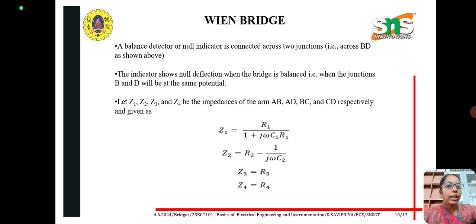We will have a null detector or balance indicator which is connected across the two junctions. The indicator will show a null deflection once the bridge gets balanced. Let Z1, Z2, Z3, Z4 be the impedances of the AB, AD, BC and CD arms. The value of Z1 is R1 by 1 plus j omega C1 R1, Z2 is R2 minus 1 by j omega C2, Z3 is R3 and Z4 is R4.